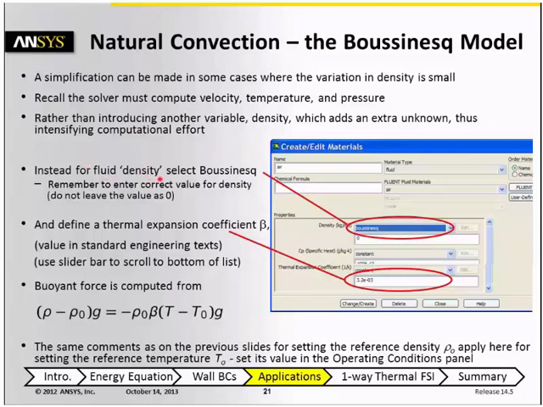With the Boussinesq model, you go to the materials panel and select Boussinesq as the option for density, and specify a value that's reflective of an average fluid density in the system. It's important not to leave the value as 0 or else the solution will diverge. You also have to define the thermal expansion coefficient beta. You can find values for beta in standard engineering texts, and you probably need to use the slider bar over here to scroll down to the bottom of the panel to enter this value.